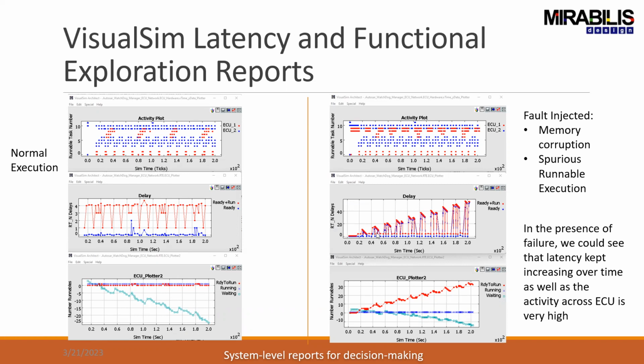We could see it goes up and up as the simulation time increases, and there is also increased activity across the processing units. For the ECU 1 and 2 activity plot, we can see the graph is thicker than on the left-hand side. Here we could also see that the ready-to-run task count is steadily climbing over time, meaning that tasks are getting ready to run but are not actually being run because of the lack of resources.